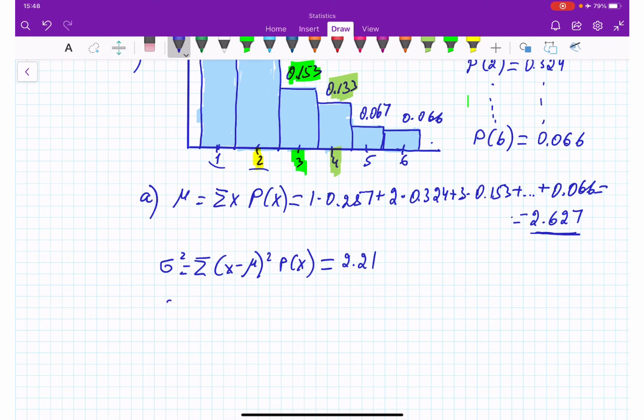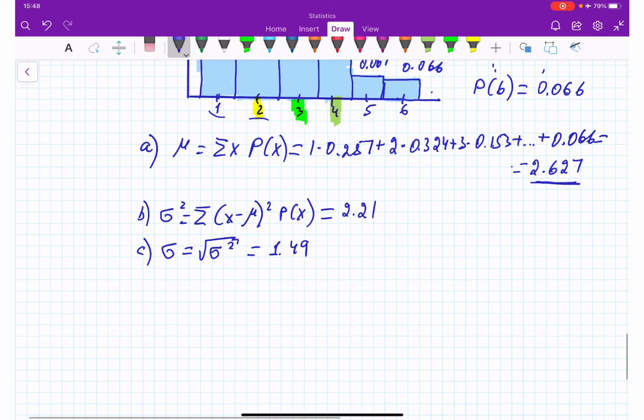And standard deviation accordingly is going to be the square root of sigma squared, which is 1.49. Now we need to find the expected value. So here is B, this is C, and now I need to find D. Expected value is nothing else but mu. I already told you, it's exactly the same value we have for the average, 2.627.